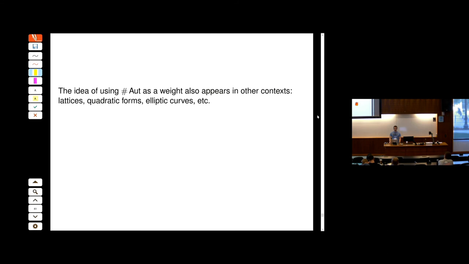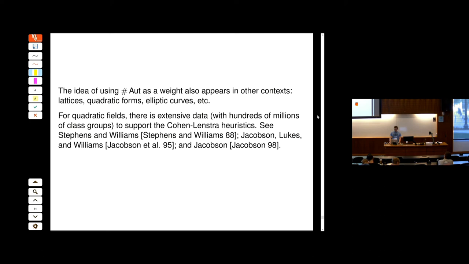There is also a lot of data that supports the Cohen-Lenstra heuristics. Stevens and Williams, Jacobson, Lukes and Williams and Jacobson have produced data in the hundreds of millions of class groups that support this. More recently, Melanie Wood, for instance, has some papers on doing Cohen-Lenstra over function fields and proving that over there some of these things happen also over function fields.